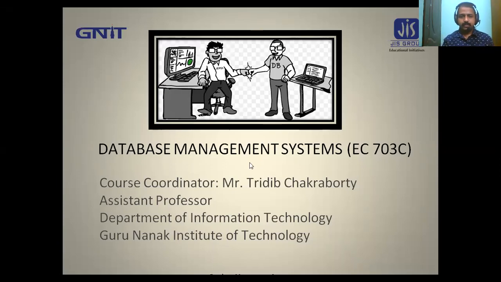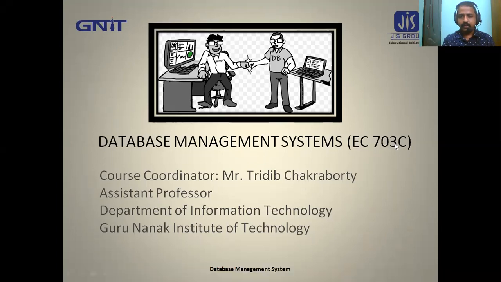Hello everyone. This is our lecture series on database management systems, paper code EC703C. In our last lecture, we were going through normalization. We will continue our journey with normalization. We have seen extraneous attributes and their effects on our database design. We will continue with that.